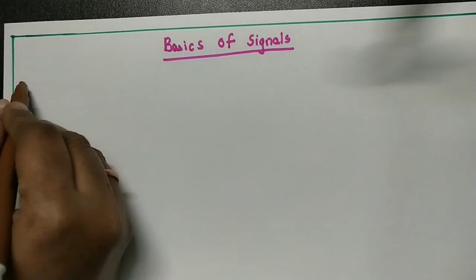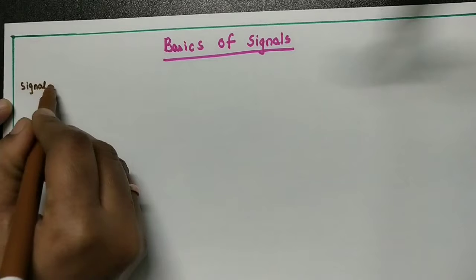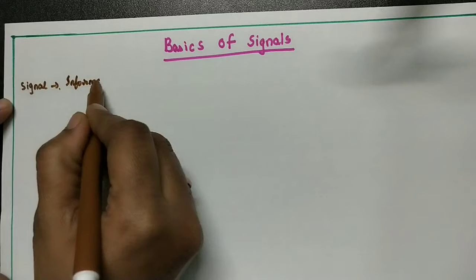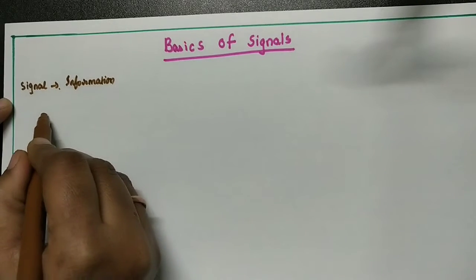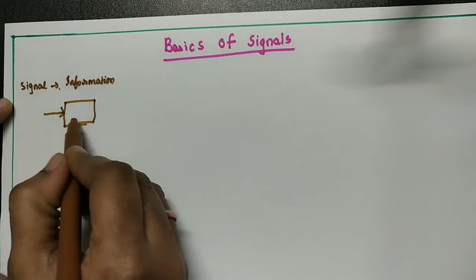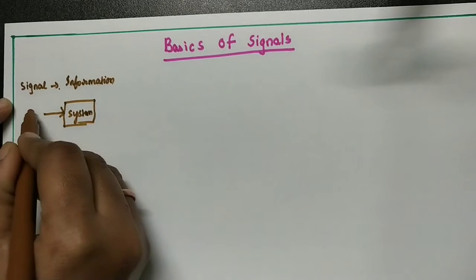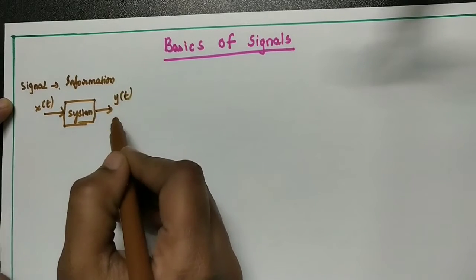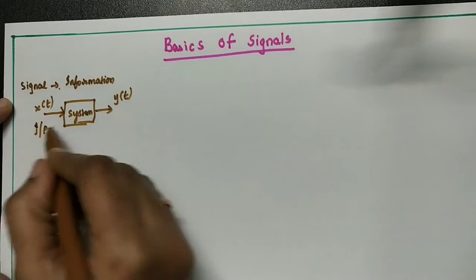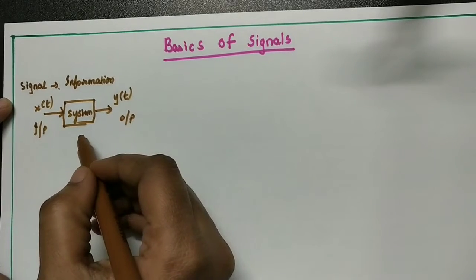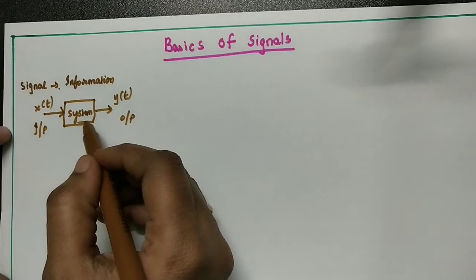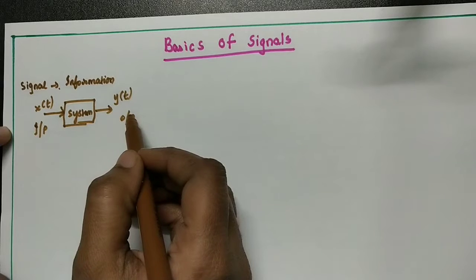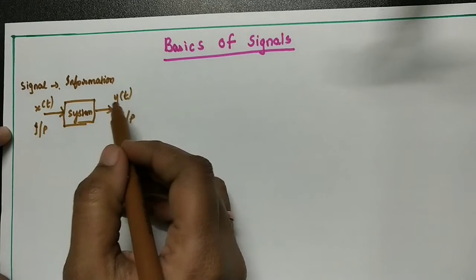First, let me explain what a signal is. A signal is information which is given to the system. Here we have the system. The input signal may be represented by x of t and the output signal by y of t. A system is an interconnection of elements. The system processes the input signal and gives the processed input as output, which is represented by y of t.